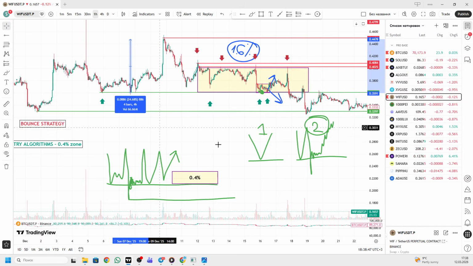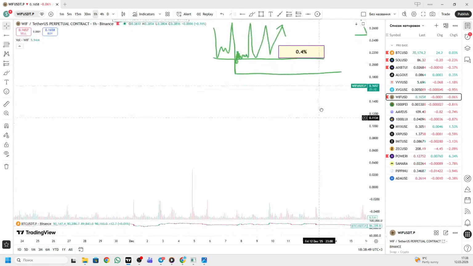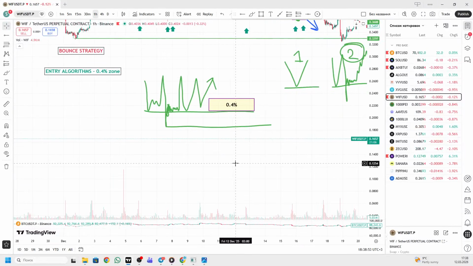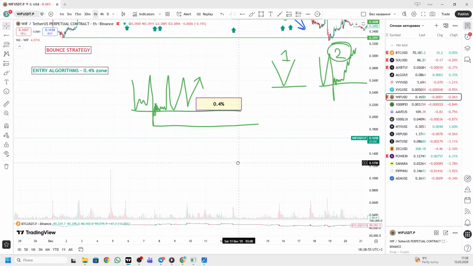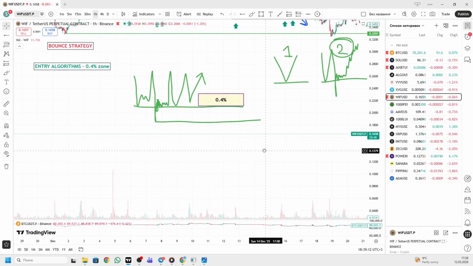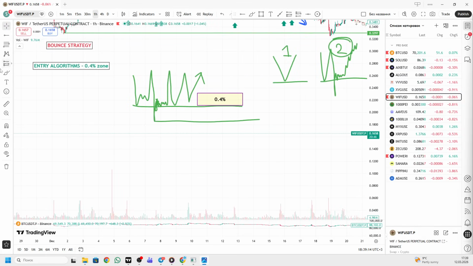Okay, so now let's go to the advantages and disadvantages of building a position inside of this 0.4% zone. And yes, there are both advantages and disadvantages. Okay, let's write this down.